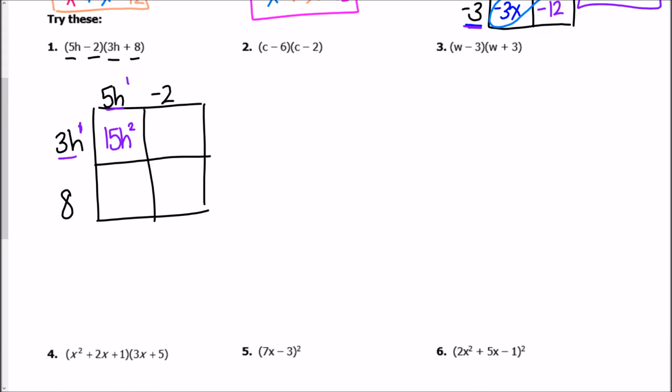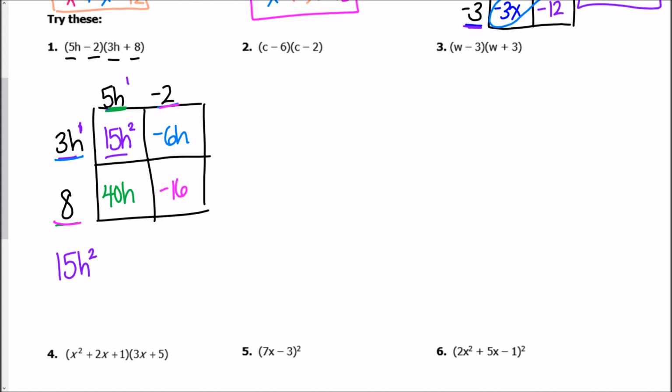Okay? And then right here, to figure out what goes in this box, it's 3h by negative 2, so you get negative 6h. To figure out what goes in this box, it's 8 times 5h, so 8 times 5 is 40, so I get 40h. Okay? And then to figure out what goes in this box right here, it's 8 times negative 2, which is negative 16.